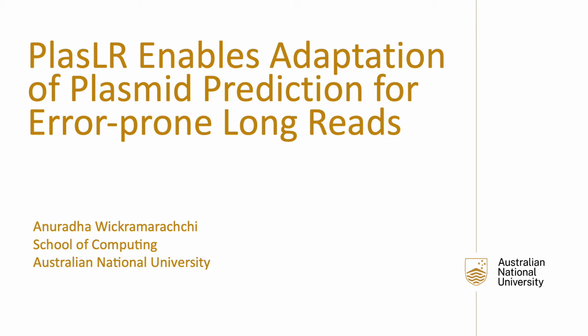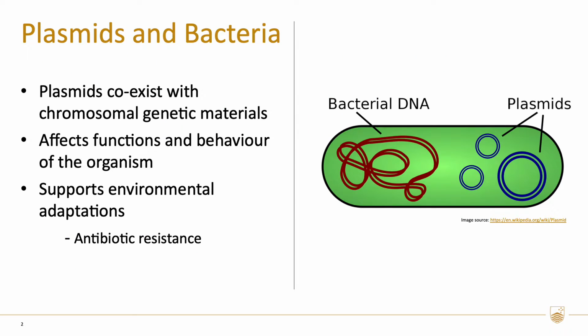In this talk, I will be talking about how we can adapt plasmid prediction for error-prone long reads. Plasmids are genetic material that coexist with chromosomal DNA. These affect how a microorganism functions and behaves in its environment. Their study is important because they play a major role in antibiotic resistance and other environmental adaptations.